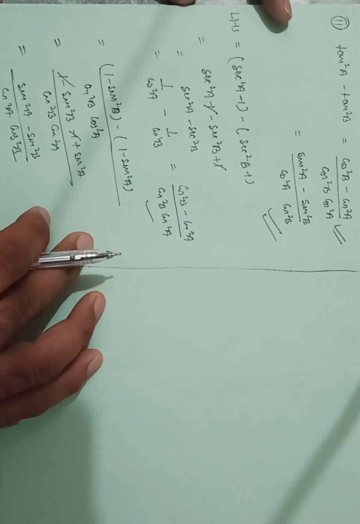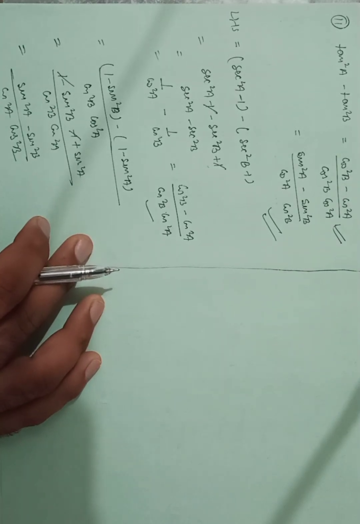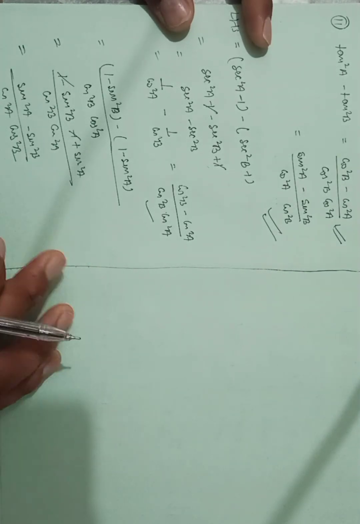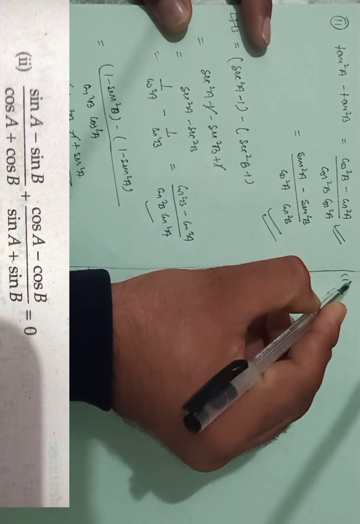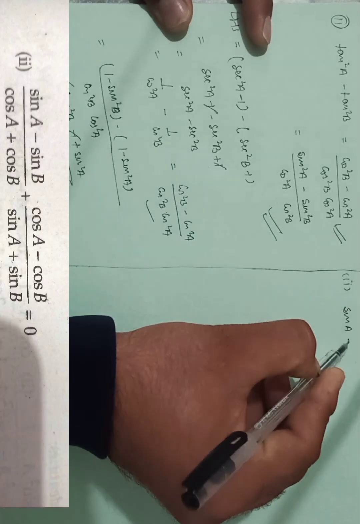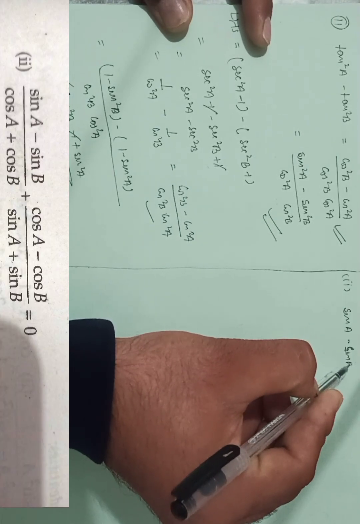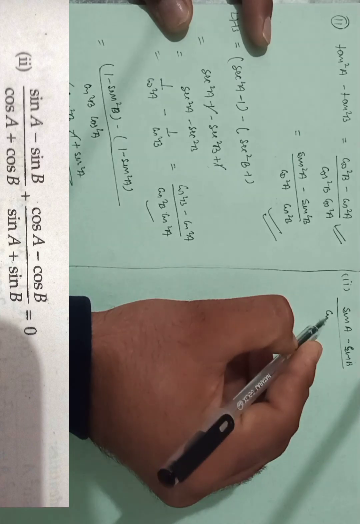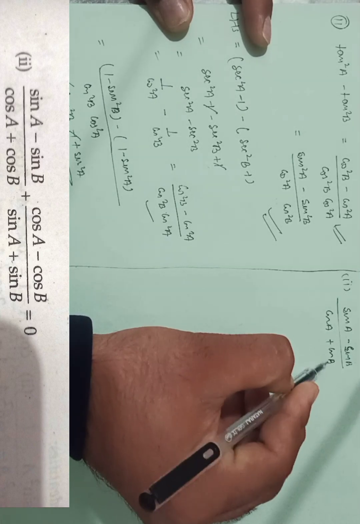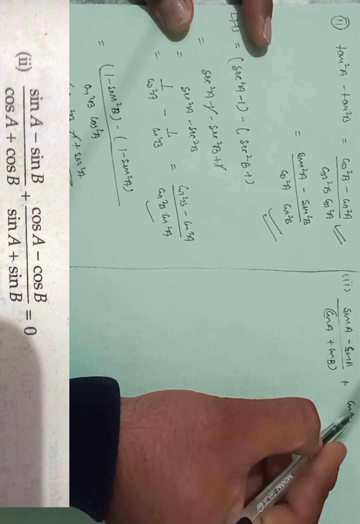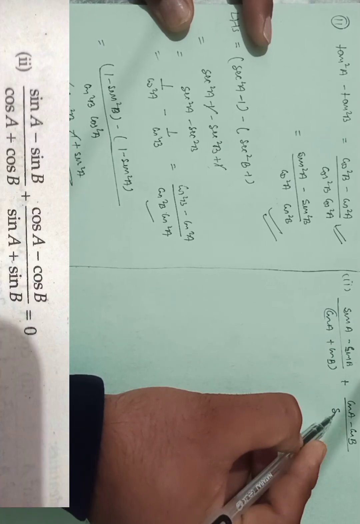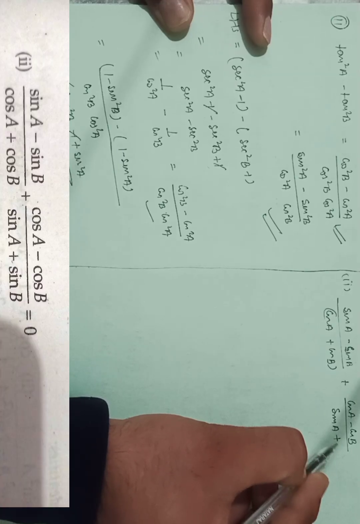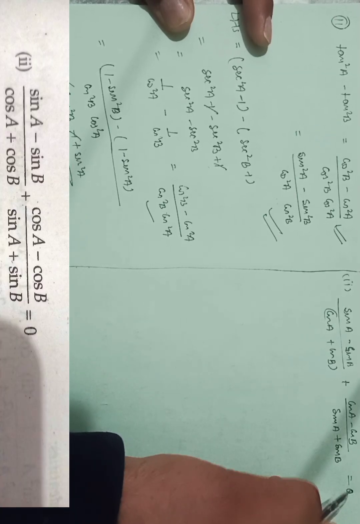Hope you are getting my points. And now the second one: sin a minus sin b upon cos a plus cos b, plus cos a minus cos b upon sin a plus sin b, and you have to prove this equals 0.